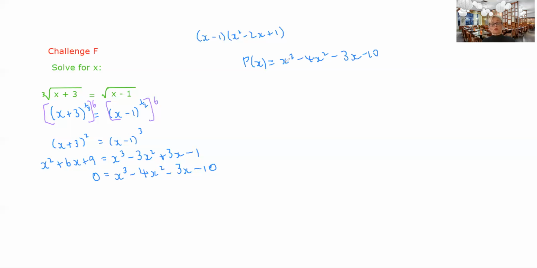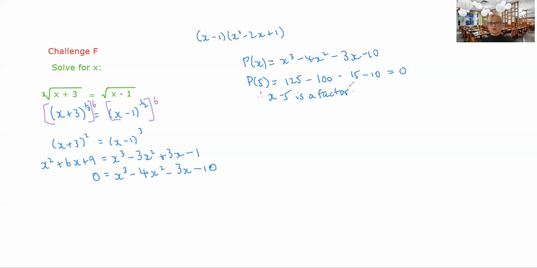1's clearly not going to work. 2's not going to work. I think we're going to have to go up a bit here. So if we try 5, we're going to get 125 minus 4 times 25, so minus 100, minus 15, minus 10. Yep, that will work. So that equals 0. So x minus 5 is a factor.